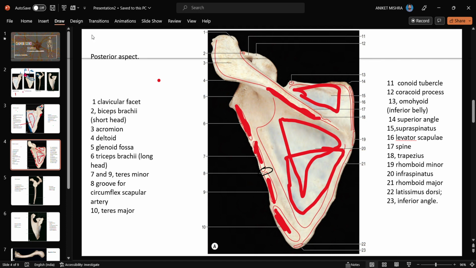Now we are going to talk about the insertion of the muscles. First of all, the trapezius. This is the place where the trapezius is going to insert. The trapezius is inserted onto the upper border of the crest of the spine, onto the medial border of the acromion. The medial border of the acromion is the place where the trapezius muscle inserts.